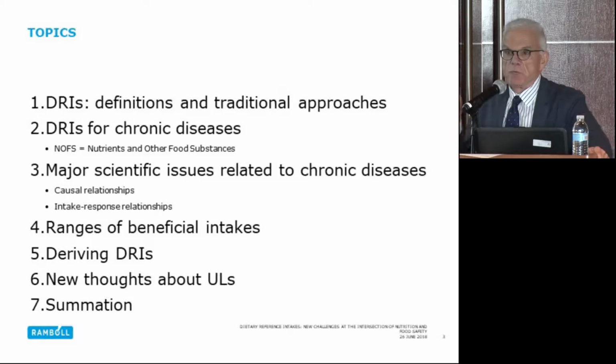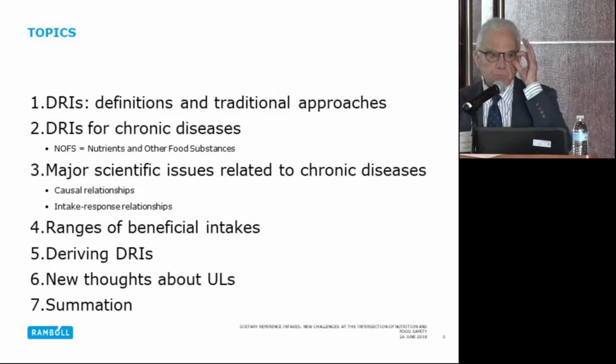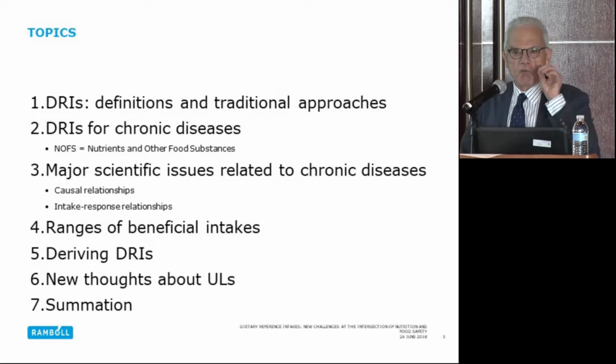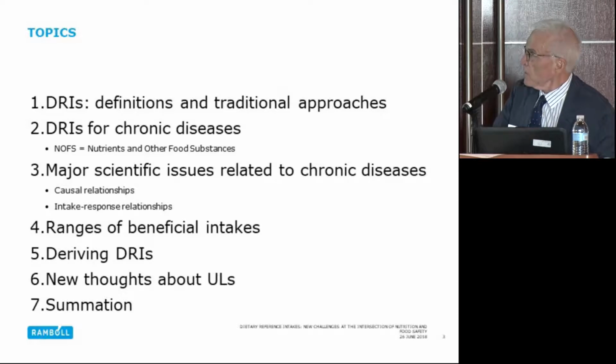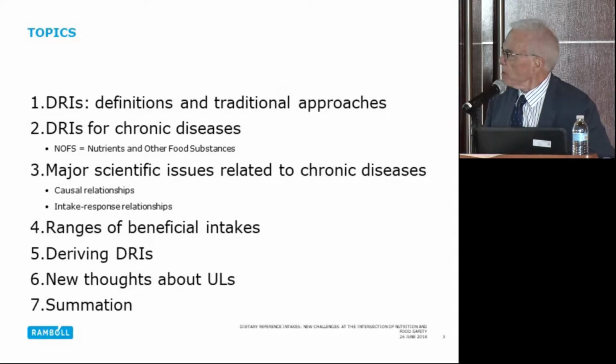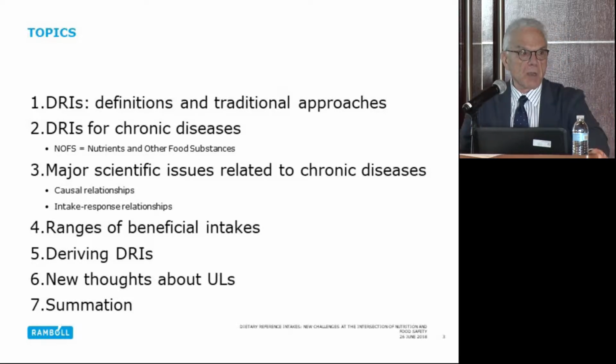And not only for nutrients, by the way, but for other food substances, natural substances in food that may affect the risk of chronic disease. So I might argue that this is not really a nutrition question. This gets to a question of substances in food and how they might affect chronic disease risks, whether we call them nutrients or not. It's about chronic disease risk. So I'm going to talk about some of the key scientific issues, new ideas about DRIs that might be expressed not as single point estimates, but as ranges of intakes, and then a few new thoughts about upper levels.